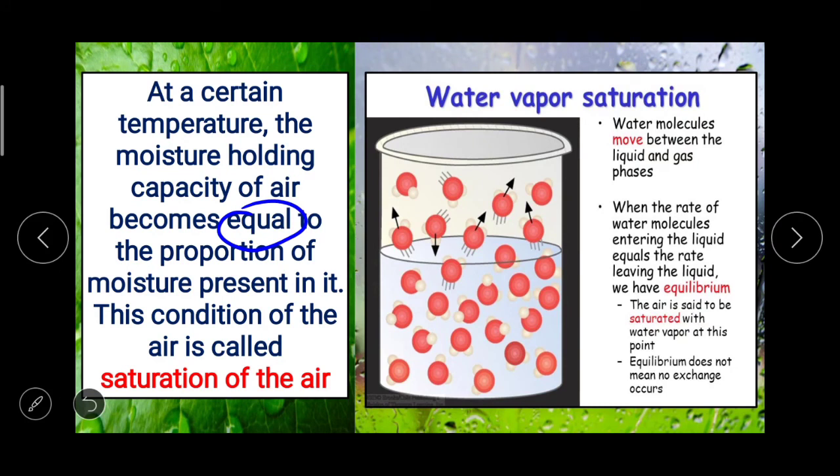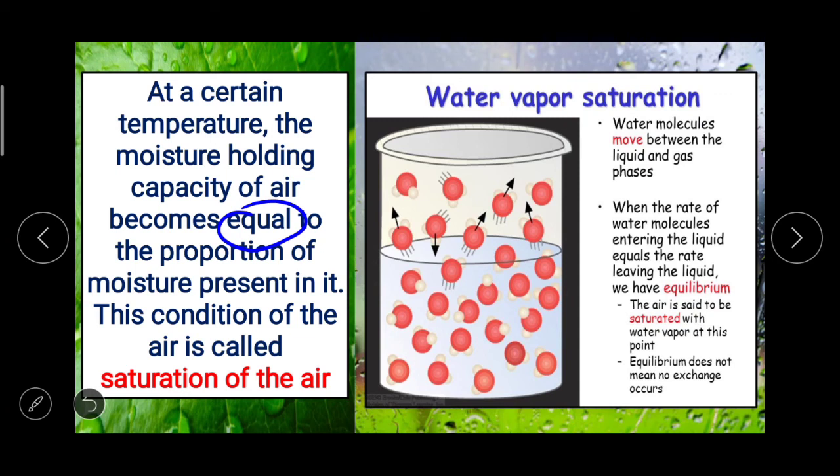Again, I am repeating this. At a certain temperature, the moisture holding capacity of air becomes equal to the proportion of moisture present in it, and this condition of the air is called saturation of the air.